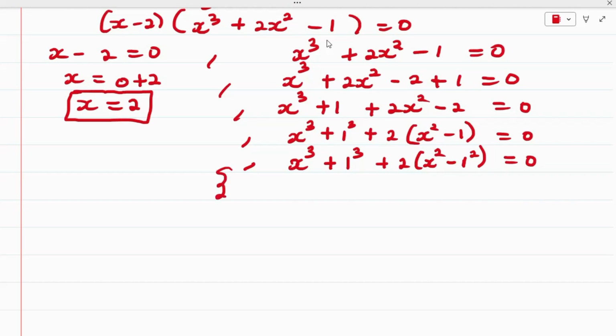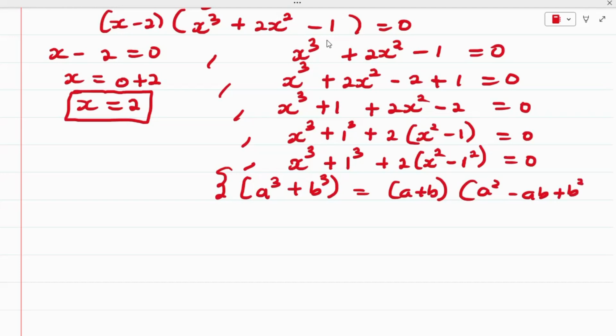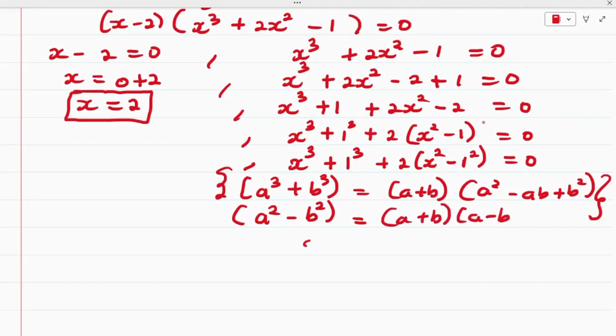So applying the property of cubic formula that says a raised to the power of 3 plus b raised to the power of 3 is equal to a plus b into a squared minus ab plus b squared. Applying the difference of squares formula that says a raised to the power of 2 minus b raised to the power of 2 is equal to a plus b multiply a minus b. Whereby we have a is equal to x and b is equal to 1.